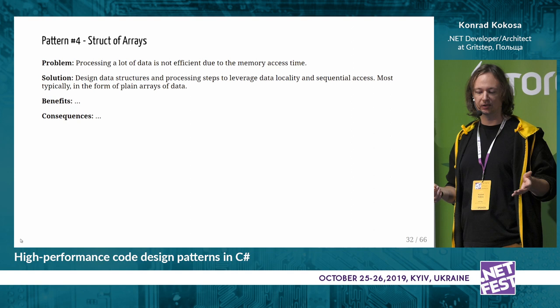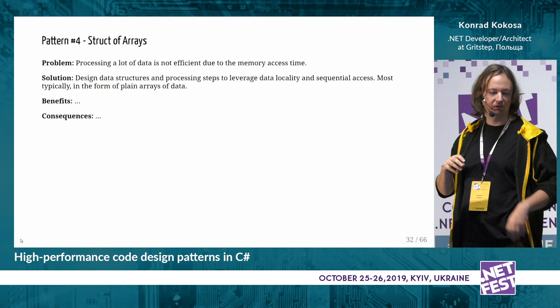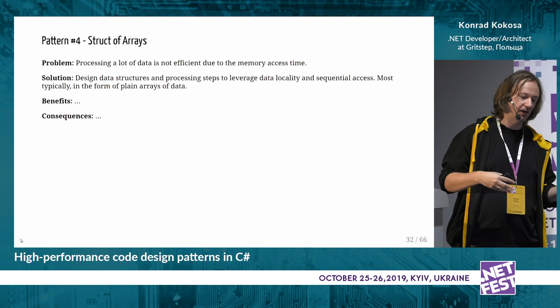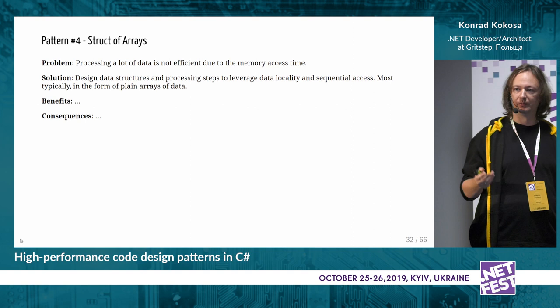This struct here in the name doesn't mean the struct in C#. It is a struct which we can understand just as a type. So it may be a class, it may be a struct, it doesn't matter. We can translate it as a type of arrays. What does it mean, in fact?